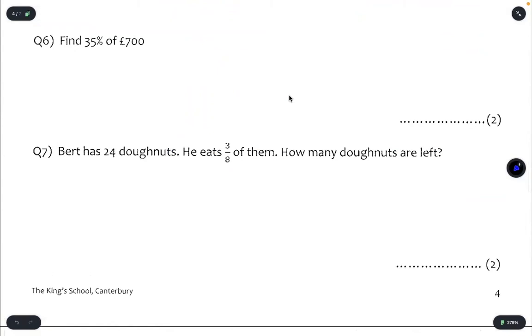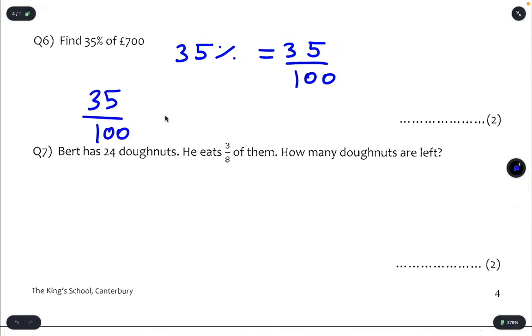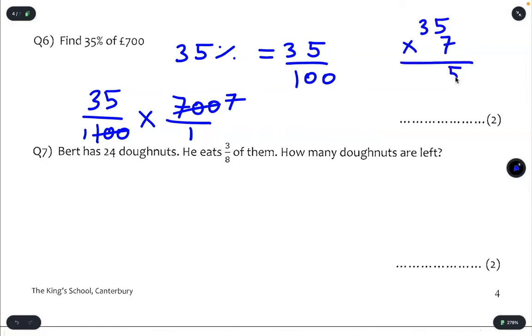Find 35% of 700. 35% equals 35 out of 100. We are finding 35% of 700. Of in maths means multiply. So we can divide top and bottom by 100 here, and we're left with 35 times 7, which we can do up here. So 5 times 7 is 35, extra 3. 3 times 7 is 21. Add that 3 is 24, leaving us with £245, and the units are very important here.